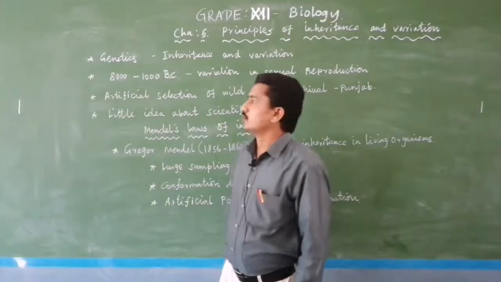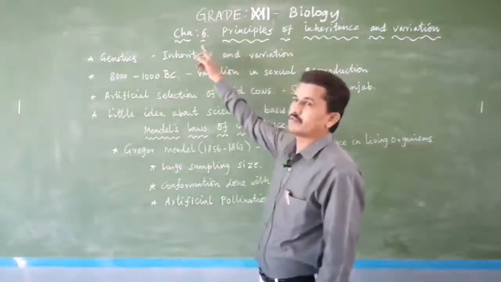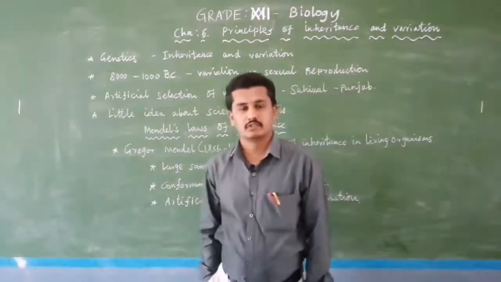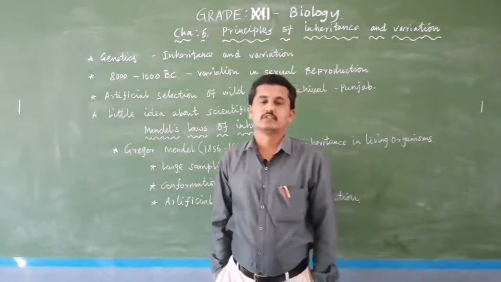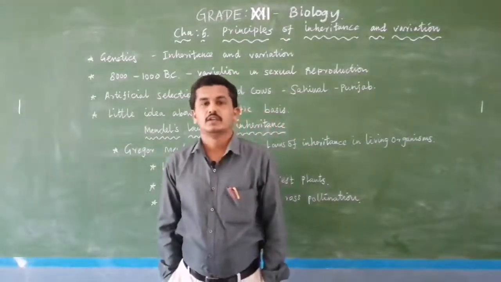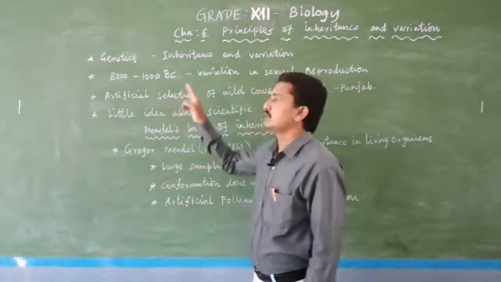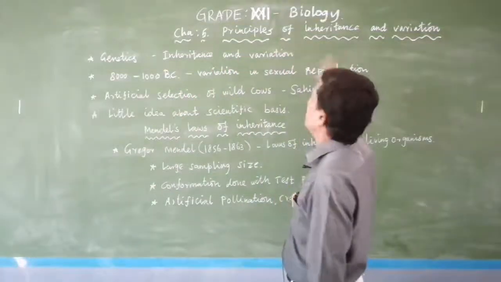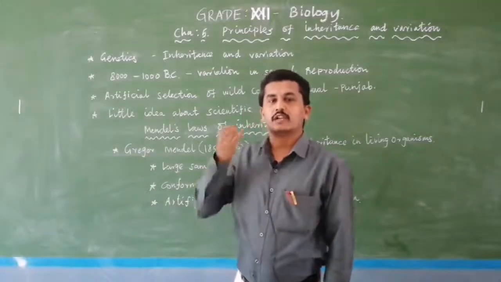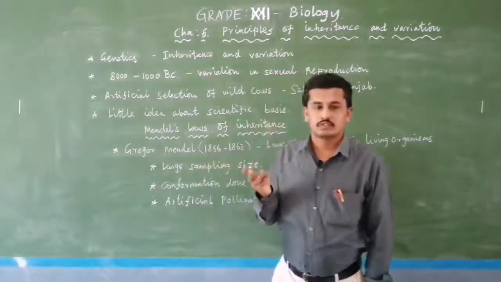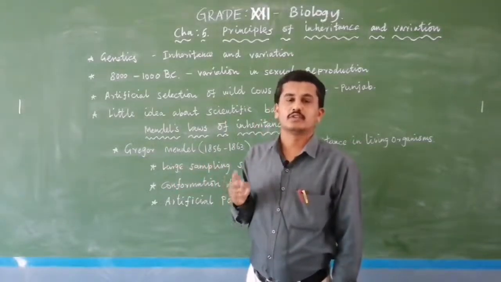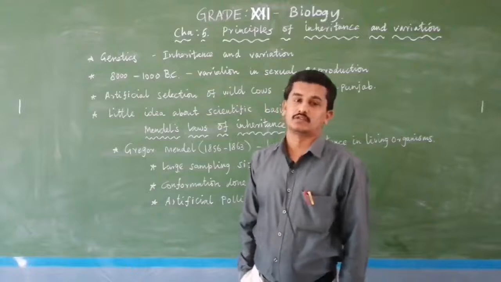In the 7th unit, the first lesson is principles of inheritance, actually chapter 5. Then the second chapter in the second unit, molecular basis of inheritance. And the third chapter, evolution, is deleted. So there are only 2 lessons in the second unit, because the third lesson is deleted. For these 2 lessons, the total marks for your board examination are 18 marks.